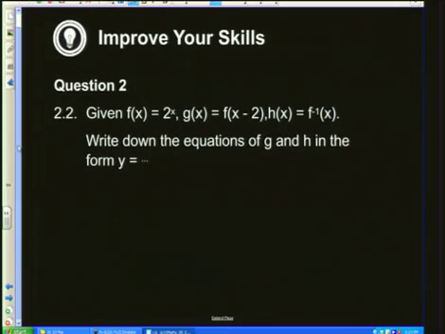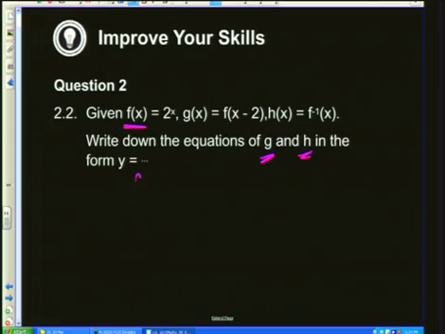Okay. Now the next question, which is more or less the same as the one that we just did, it's given that f of x equals 2 to exponent x, g of x equals f of x minus 2, and h of x equals the inverse of f. Write down the equation of g, okay? So you need to work out what g is, and h in the form of y equals.